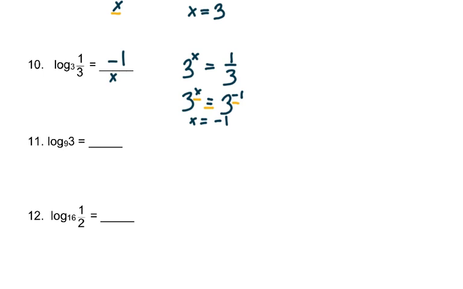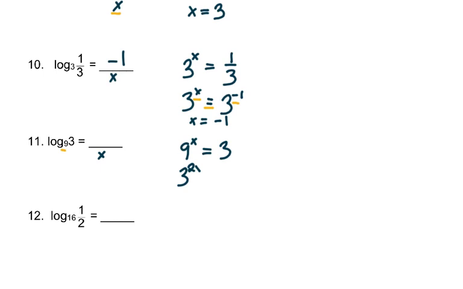All right, 11, set it equal to x. So this would be 9 to the x equals 3. Now here, I can't break down 3 and write it as 9 to some power. I can, however, break down the 9 and write it as 3 to some power. So I could rewrite the 9 as 3 squared.